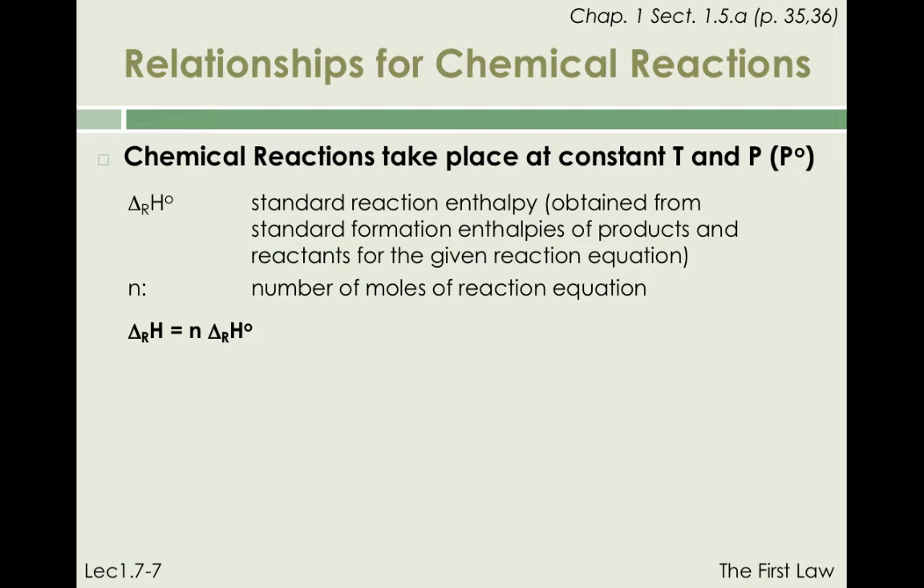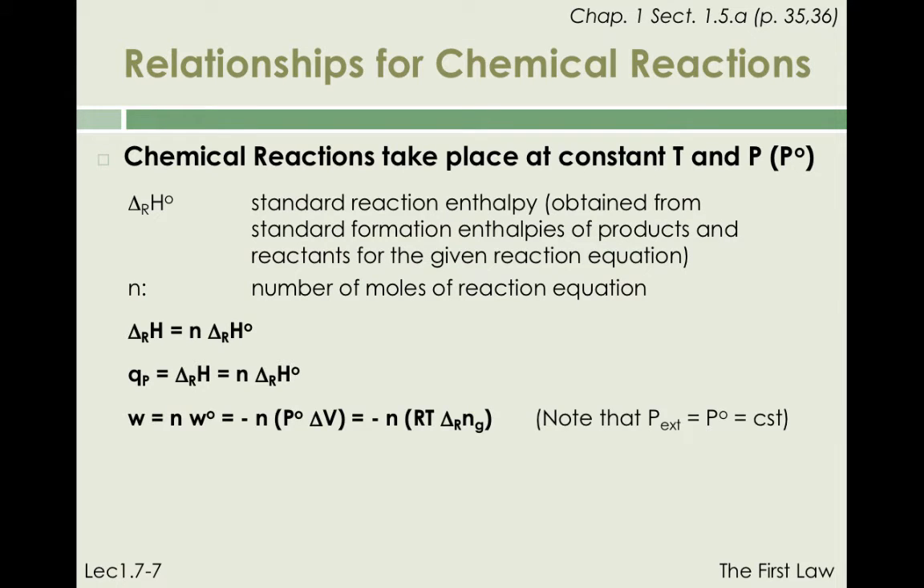Chemical reactions are carried out in the laboratory under conditions of constant pressure. The latter condition implies that the heat for the reaction, Q sub P, is equal to the change in enthalpy for the system. So we can write Q reaction equals ΔrH. Note that in a very special case, when chemical reactions are carried out in an adiabatic bomb calorimeter, Q reaction would be equal to ΔrU.